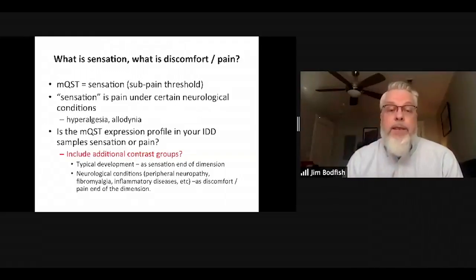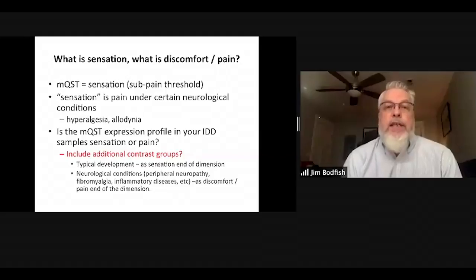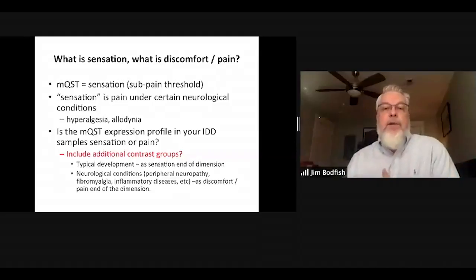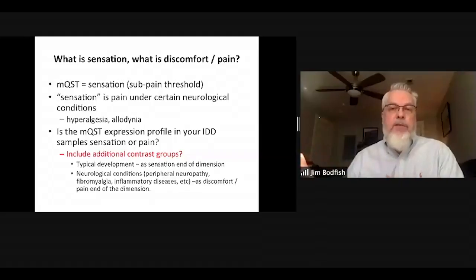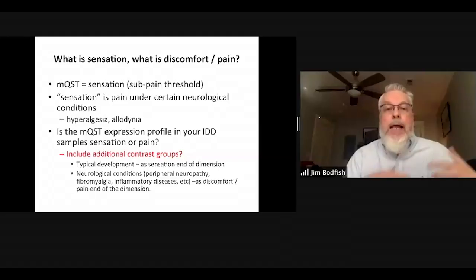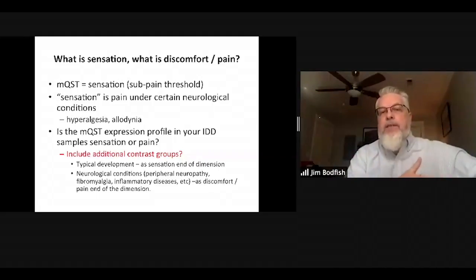And so I'll just finish with what I gleaned in terms of some pitfalls in this area, and really this is just areas for future research. The first is, what is sensation in this data, and what's discomfort and pain? This is a procedure that's really about sensation. You're delivering sub-pain threshold stimuli. But what's important is that sensation is pain in certain neurological conditions like hyperalgesia or allodynia. And so the question becomes, what is the expression profile that you're seeing in each of these data sets, and how much of this is pain?